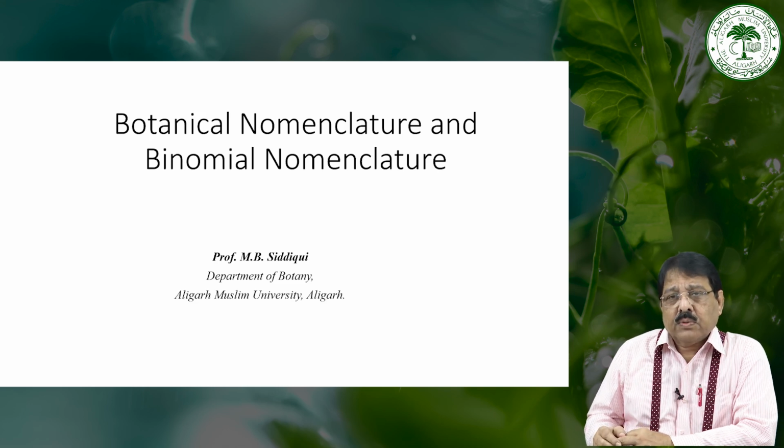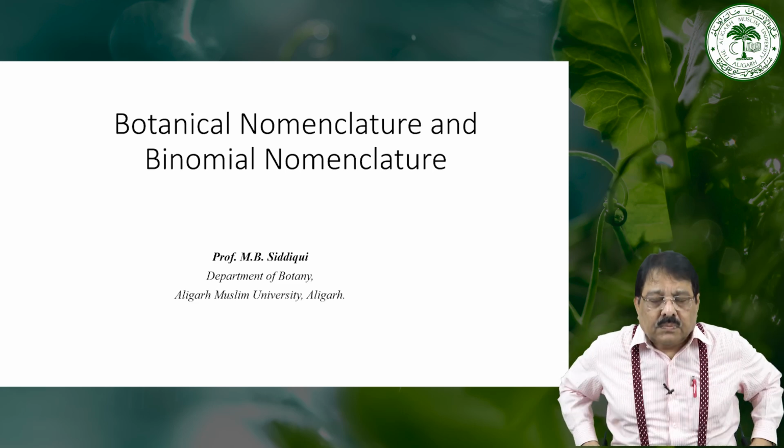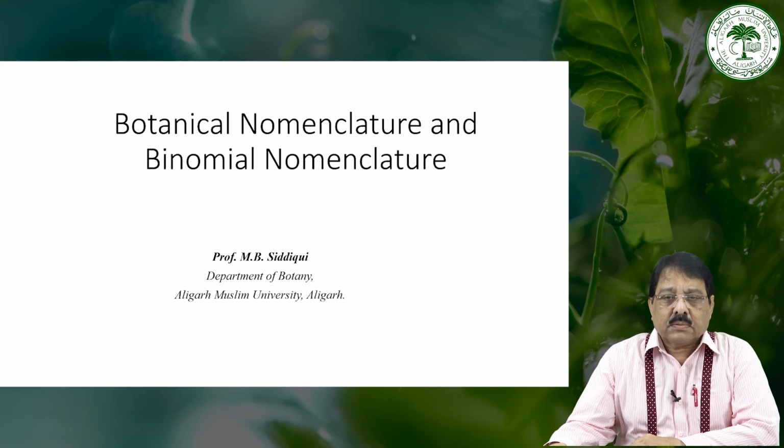Identification, I have already told you, is based only on the morphological characters, and classification depends upon the utility of the plant. On that basis, by morphological characters as well as utility, we can classify the plants. Then the third step was nomenclature. Nomenclature is a very important step.